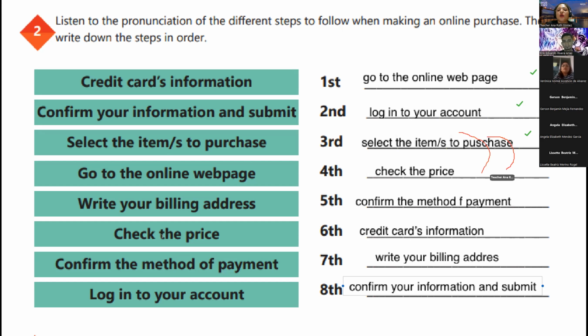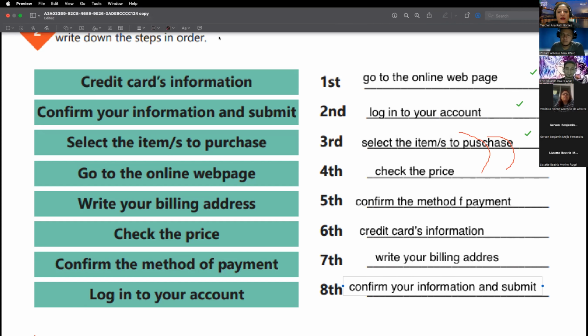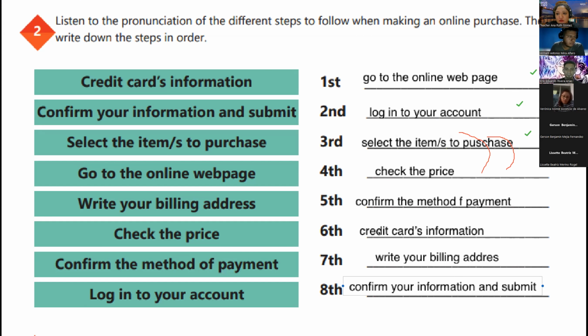All right. What about number five? Confirm the method of payment. Yes, confirm the method of payment. Do you agree? Yes. Yes or no? Yes. Okay, all right. What about the next one? Which is the next one?